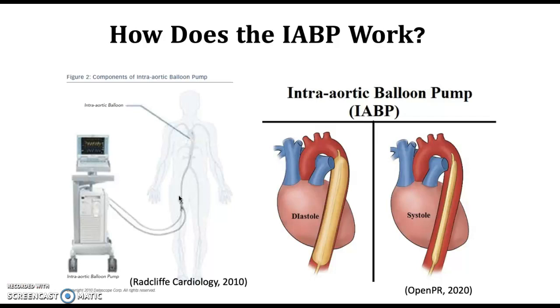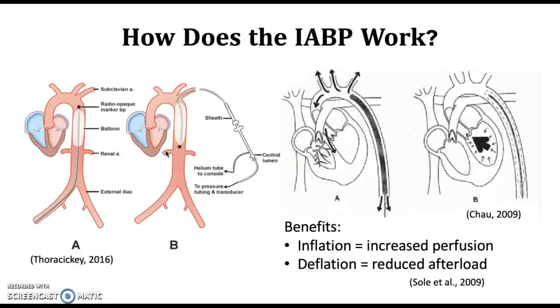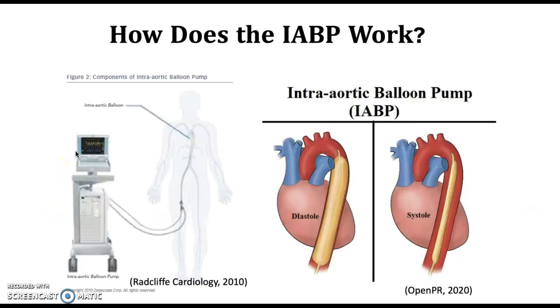If we go to the next slide, the tip of the balloon here, if you look, this is a subclavian artery, and right over here, the balloon sits distal to the left subclavian artery and proximal, so right above, the renal artery. When we go back to the previous slide, the machine console here that is attached to the balloon helps to coordinate the inflation and deflation of the balloon.